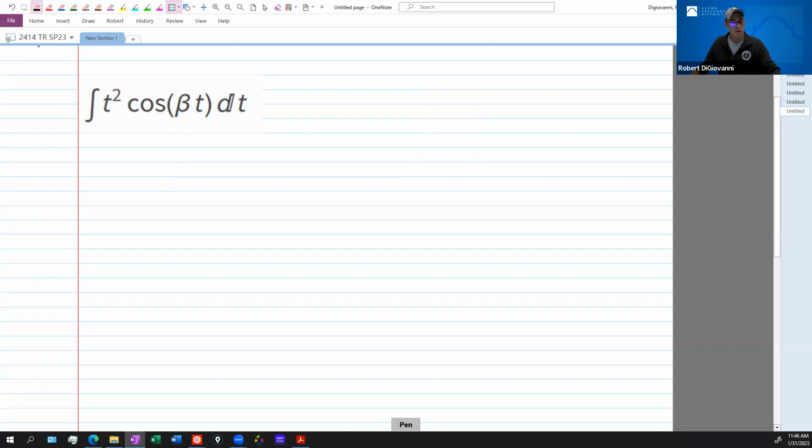Also, just so we know, this beta is a constant, but it's a variable. It's some number, but we don't know what it is. So for the sake of making it simple, just imagine that beta is like the number 5. We're going to treat it like a constant the whole way through.